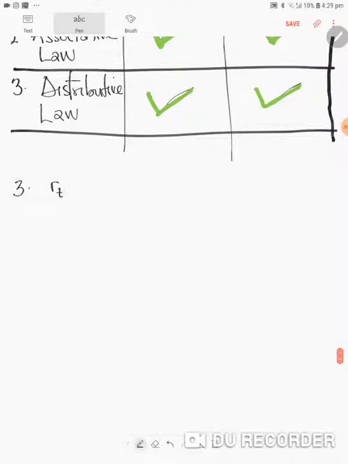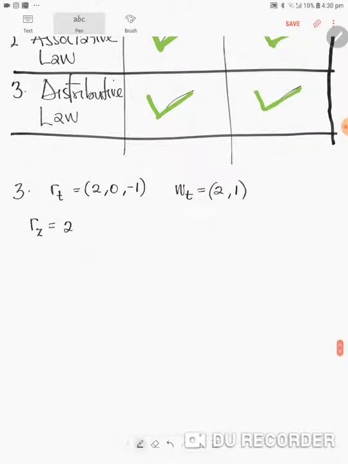RT is equal to 2, 0, minus 1. And WT is equal to 2, comma 1. So it says by using Z transform, obtain the correlation and convolution. Okay, so Z transform, RZ, would now be equal to 2 times Z plus 0 times Z plus minus 1 times Z.